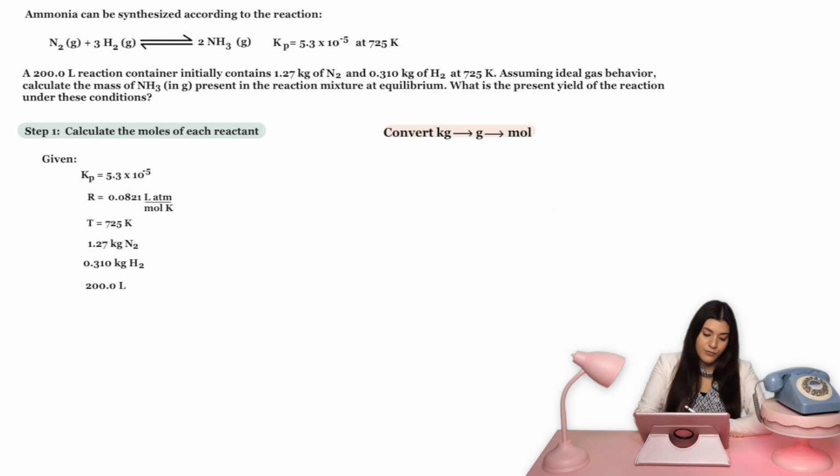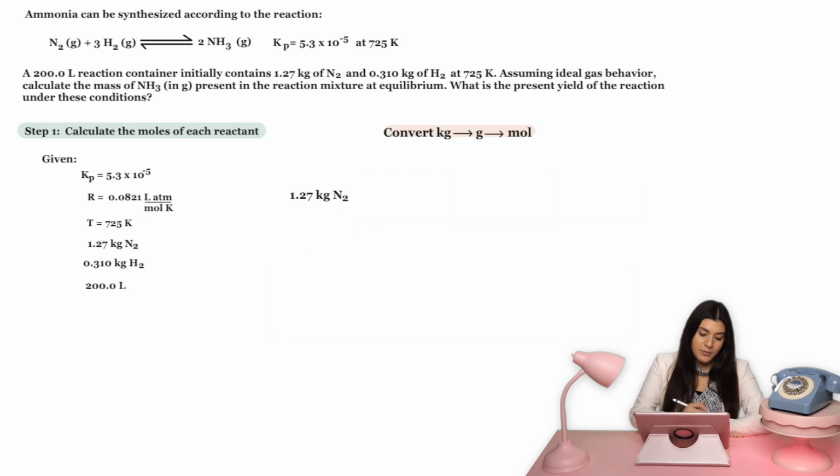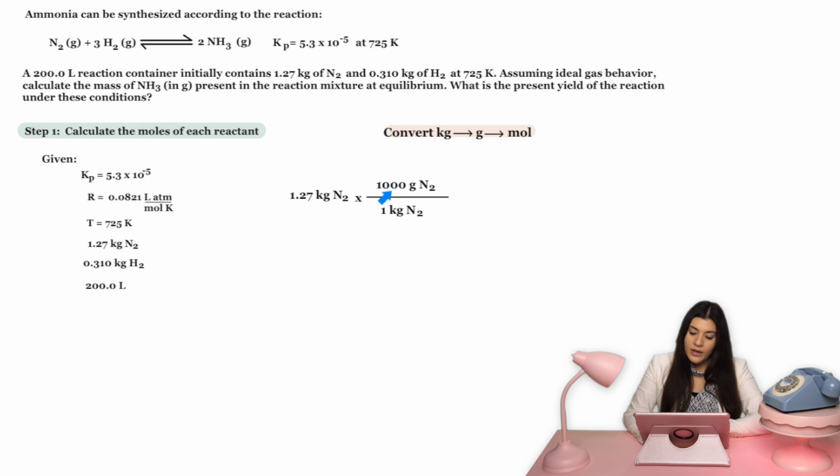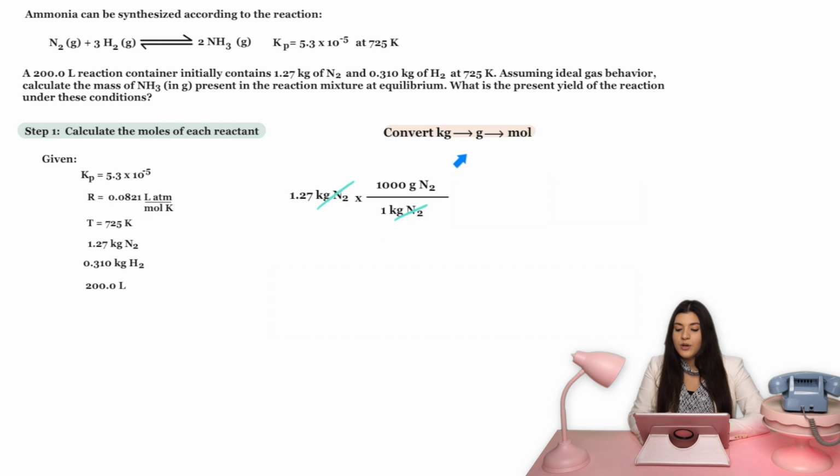I'll start off with the first reactant, N2. Here I have what I'm given initially, and I'm going to convert this to grams. Remember this is using the metric system where 1,000 grams of N2 is equal to 1 kilogram. And I always align my units so that they can cancel. So in this case, kilograms and kilograms would cancel, and now I'm at the part I wanted, which is the grams. Now I have to convert this to moles.